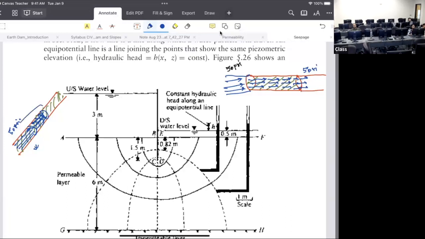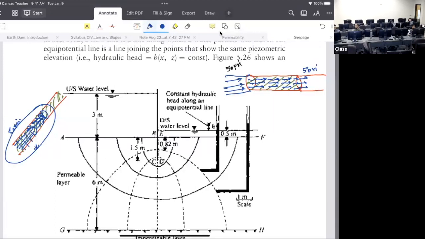Seepage is this action where the water is flowing through the soil and the soil is resisting the flow of water. The water is moving through slow soil particles under pressure. There has to be a high pressure condition. If there is not a high pressure condition, there is no seepage.